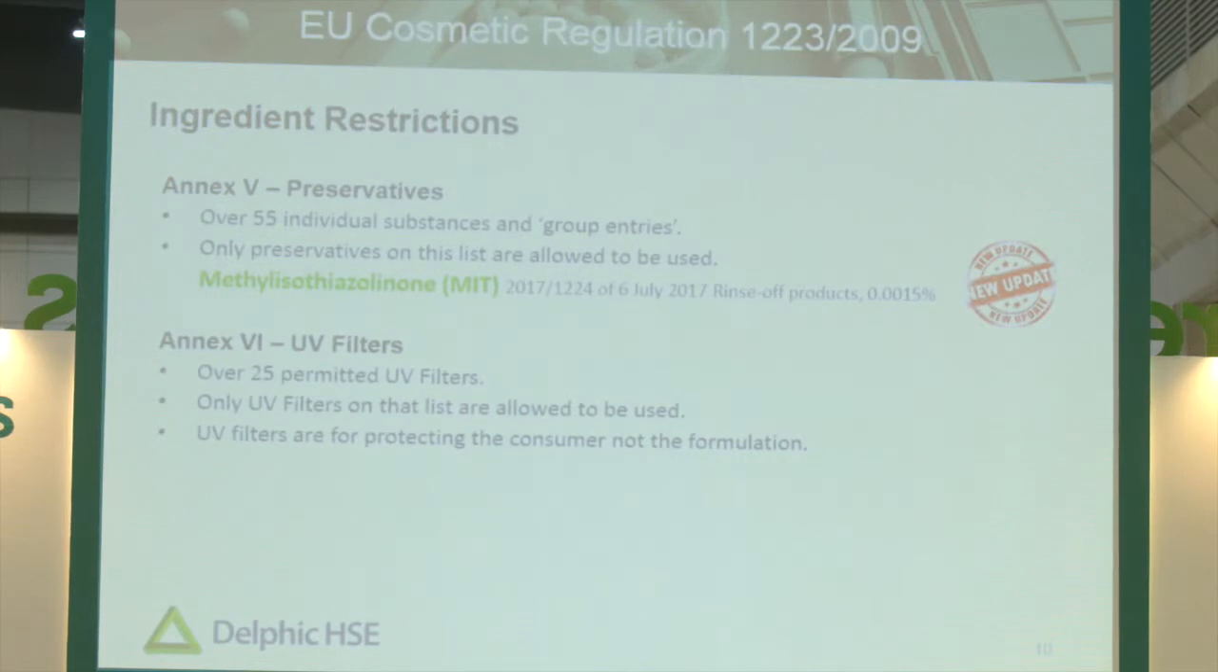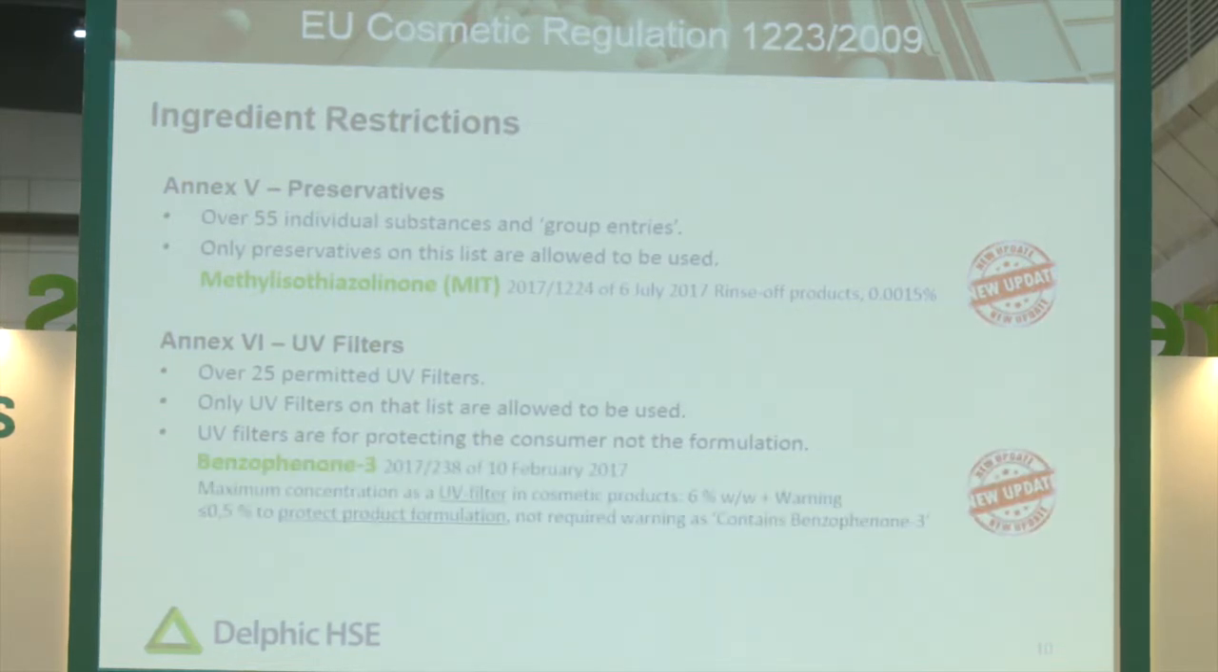And Annex 6 is a positive list of applied UV filters. And please remember that UV filters are for protecting the consumer's skin, not the formulation. For example, the most updated version has revised benzophenone-3's maximum concentration as a UV filter in cosmetic products from the previous 10% to 6%, and requires adding a warning such as contains benzophenone-3. However, this warning is for the UV filter purpose. If your product contains 0.5% or less of benzophenone-3 with the purpose of protecting the formulation, such a warning is not required.